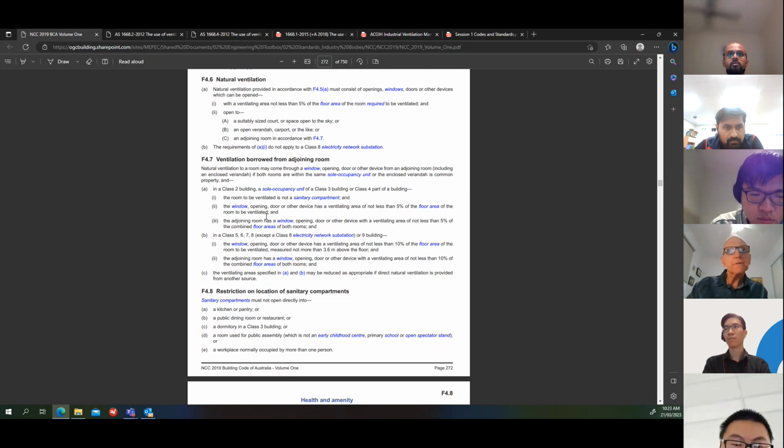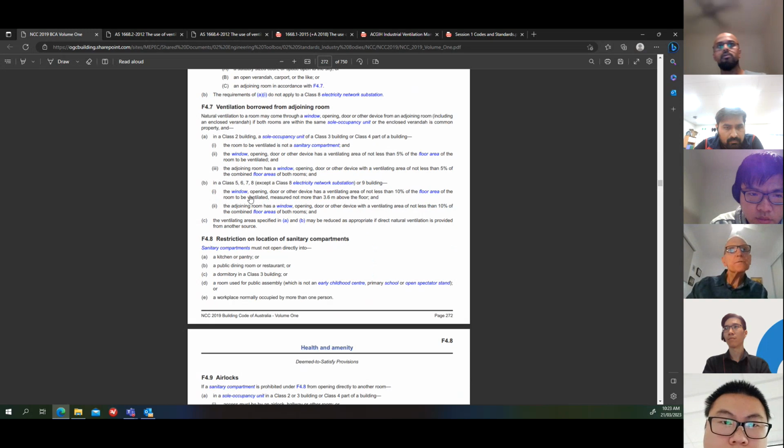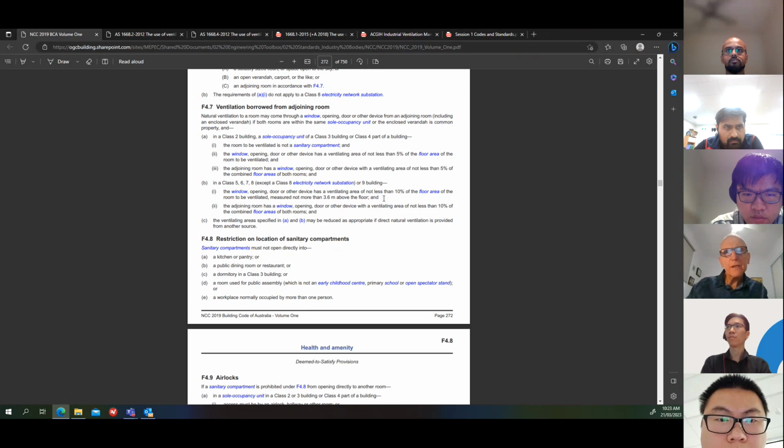So you can read through that. For instance, 47B in a class 5, 6, 7, 8, the window, opening door, or other device has a ventilating area of not less than 10% of the floor area of the room to be ventilated, measured not more than 3.6 metres above the floor. This doesn't happen very often, but there is the option there that if you want to use natural ventilation and it complies with the NCC, then you can go that way.